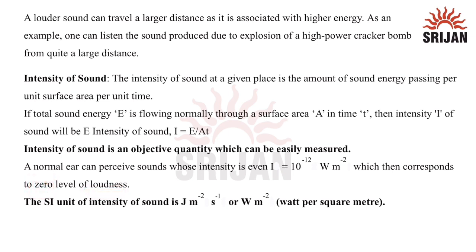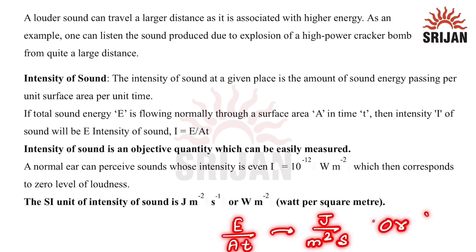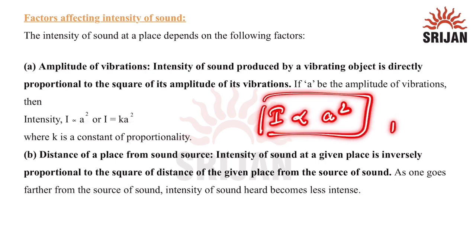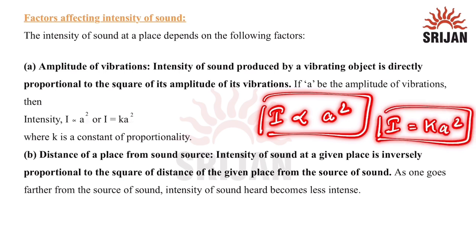The SI unit of intensity of sound is the unit of energy per unit area per unit time, which is joule per meter square per second, or I can say watt, which is joule per second, divided by meter square. Now, factors affecting the intensity. First of all, the amplitude of vibration. The intensity of the sound produced by a vibrating object is directly proportional to the square of the amplitude of its vibration. If A is the amplitude of vibration, then intensity is given by this relation, or with a constant, I is equal to K A square, where K is a constant of proportionality.